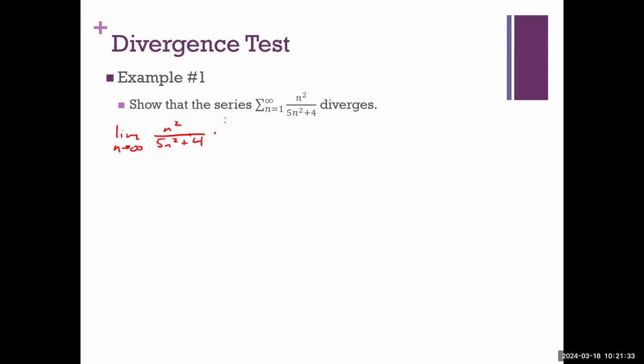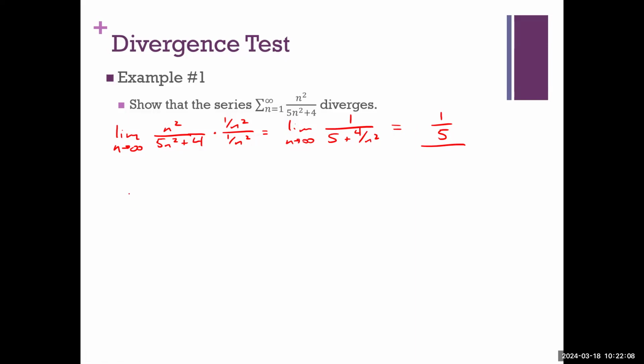Right, so depending on how you want to look at it, I multiply by 1 over n squared over 1 over n squared. This becomes this new expression, 1 over 5 plus 4 over n squared. And that goes to what? 1/5. So I know that the sequence goes to 1/5. Am I done? Is that enough for me to prove to you that the series diverges?